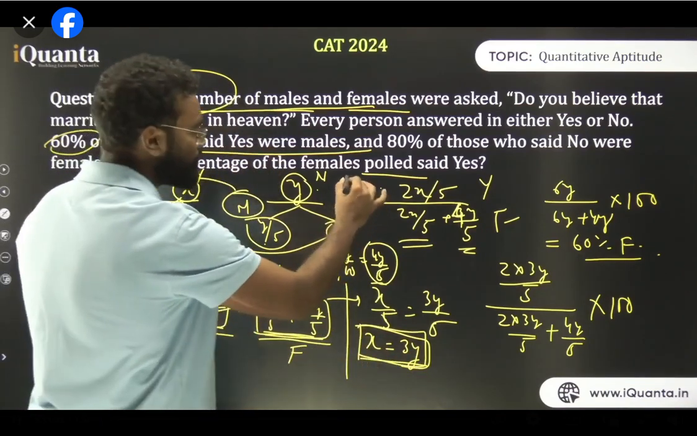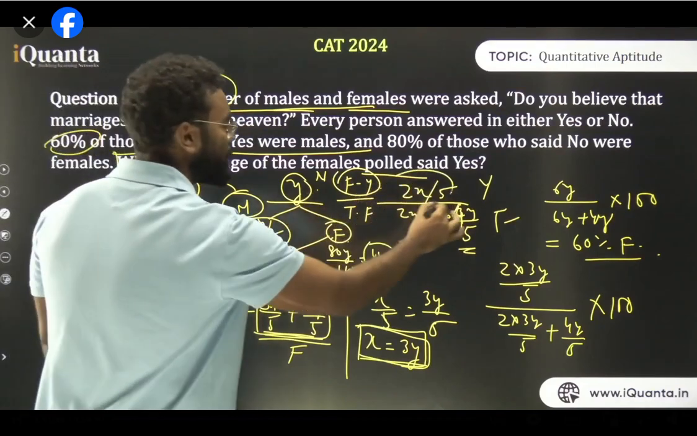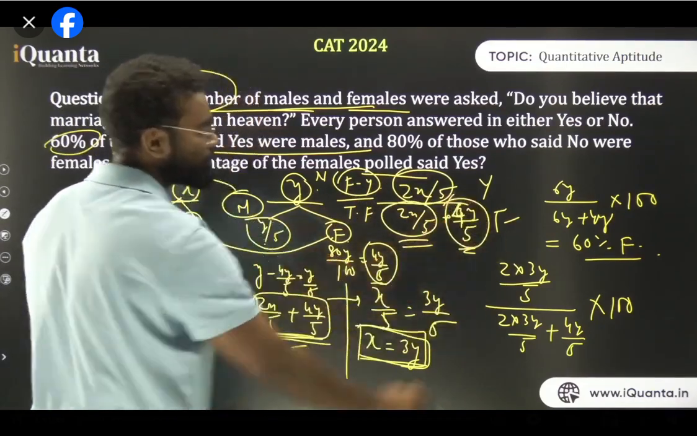Now what do I need to find? Female said yes upon total female. So female said yes is this one, 2x upon 5, and total female is 2x upon 5 plus 4y upon 5. So that is the same thing I have done.